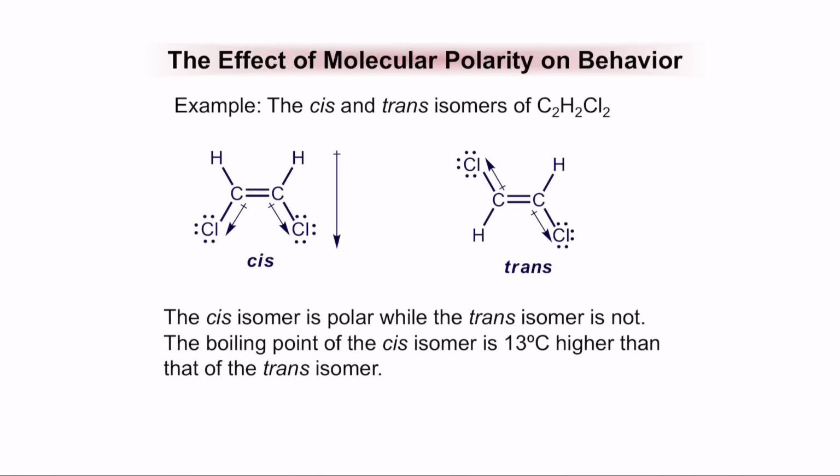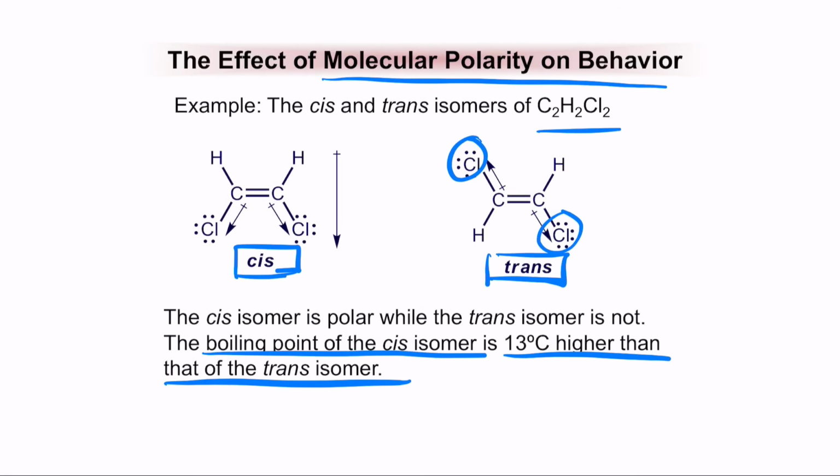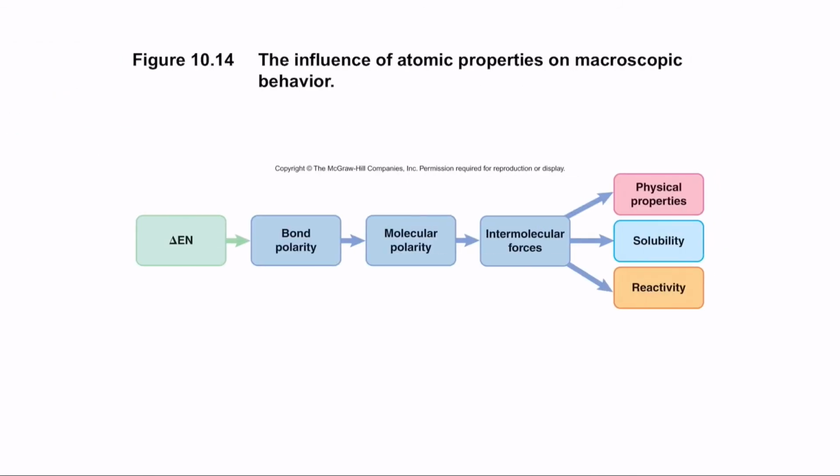Now, what is the effect of molecular polarity on behavior? When you take the cis and trans isomers of C2H2Cl2, the cis isomer is polar and the trans isomer is non-polar. The trans structure becomes non-polar because it cancels the polarity, but the cis structure maintains its polarity. That's why the boiling point of the cis isomer is generally 13 degrees higher than that of the trans isomer.